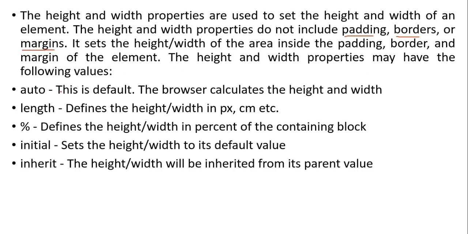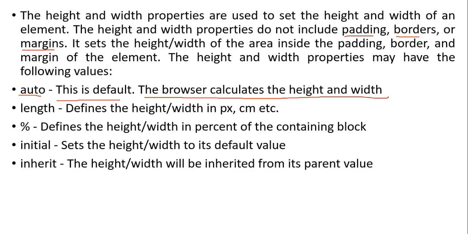That means these are some of the values we can use to set the height or width of an element. The first thing we have is auto. Alright, so this is the default. That means if we do not specify a value for the height and width of that element, it will have an auto height and width. So this is the default. The browser calculates the height and width, so depending on the browser, it will automatically customize the height and width of the particular element.